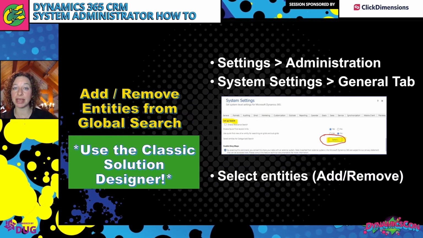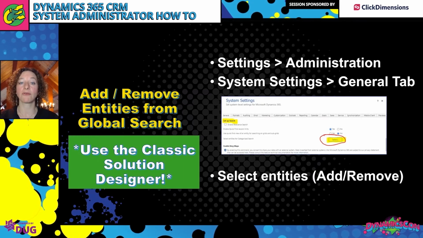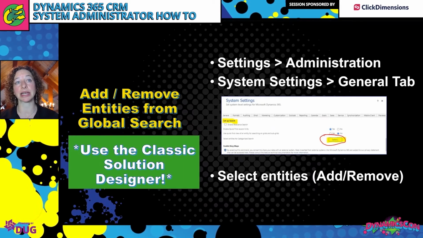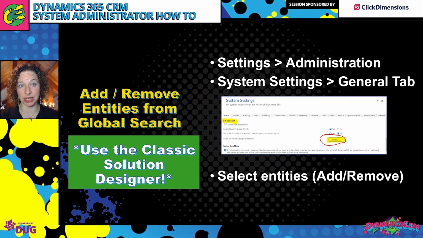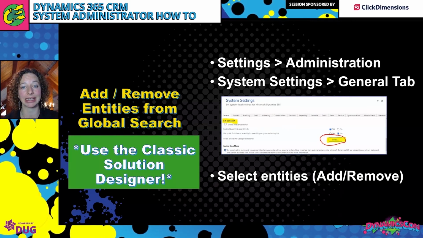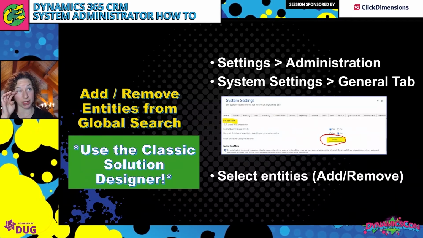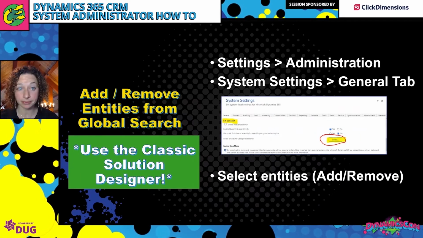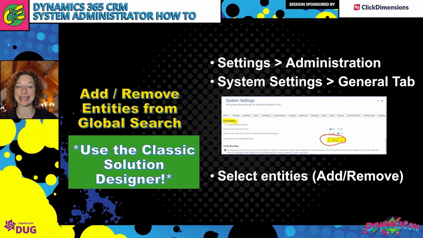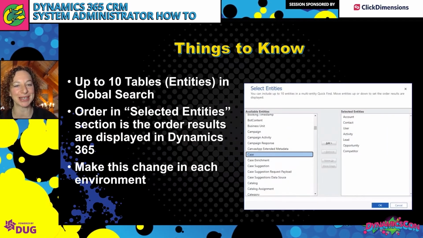So this is something that you'll have to navigate to your settings, go to your administration. From there, you're going to go to system settings, and it's going to bring you to this general tab, which is in the screenshot here. We're going to click that select button, which you see highlighted, and then select our entities by adding and removing. So before I show you where to do this, here are some things you need to know. You can have up to 10 tables or entities in your global search, and only 10, not 11. We won't let you.